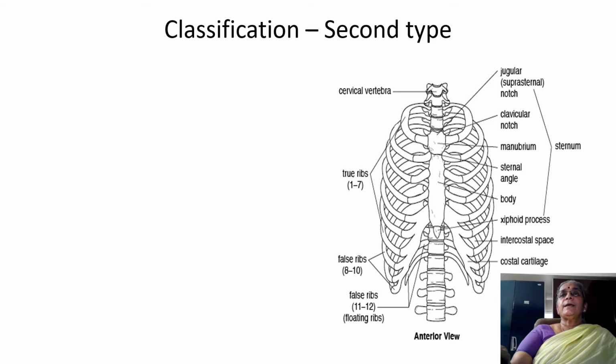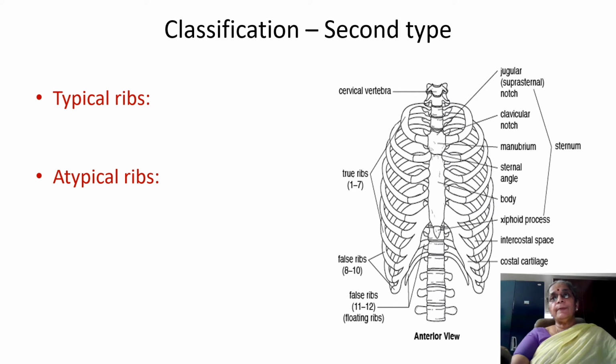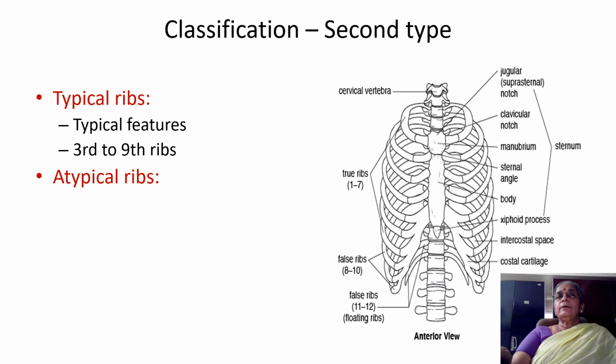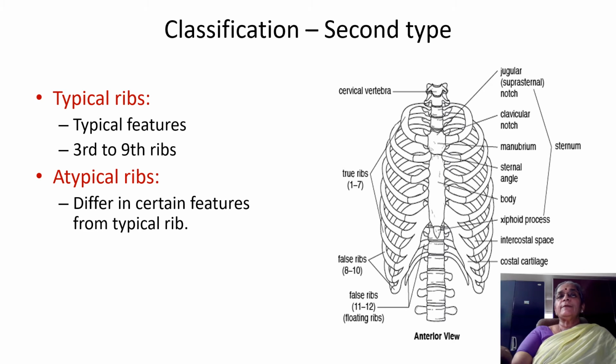Then what is the second type of classification of ribs? They are classified into typical ribs and atypical ribs. What are these typical ribs? They have similar features, so they are called typical ribs. They are the 3rd to 9th ribs. You can take any of these ribs from 3rd to 9th and they will have the common features which are typical for a rib.